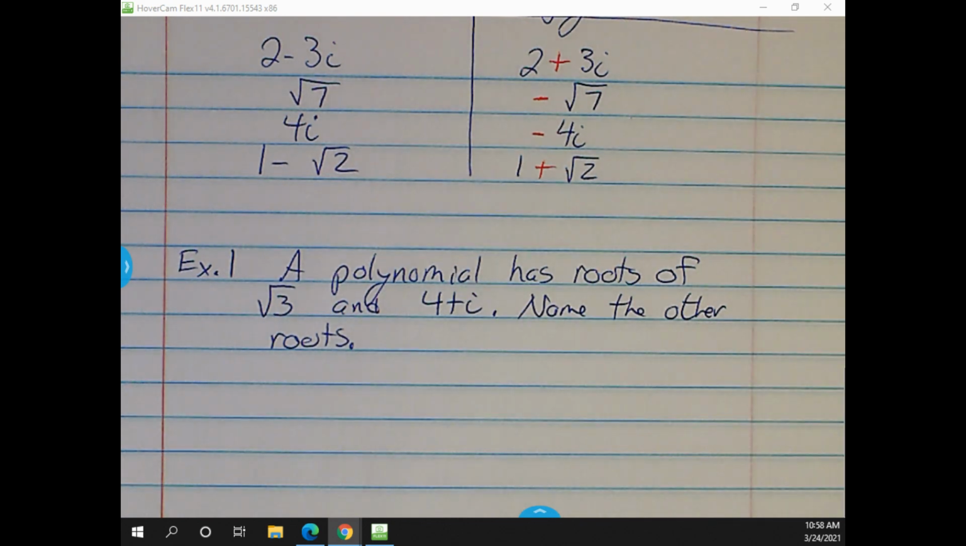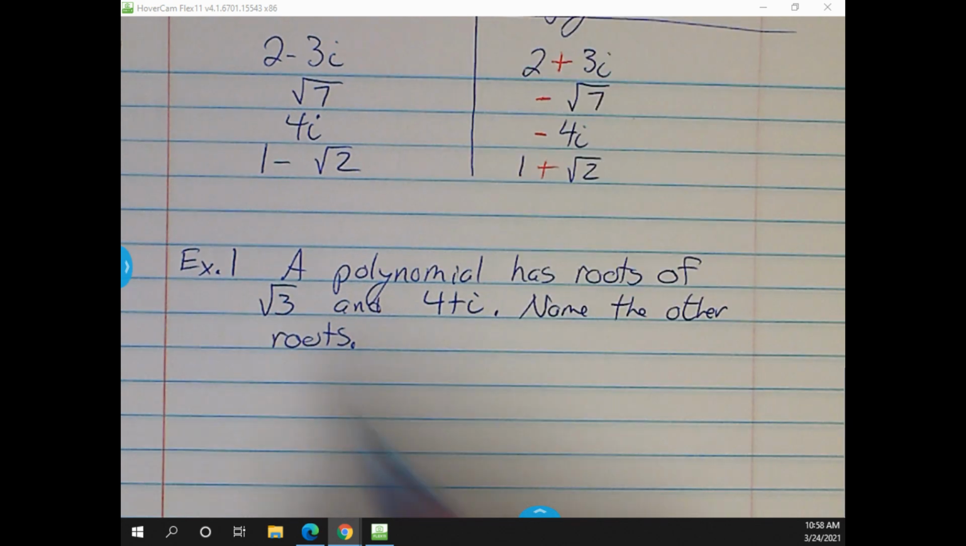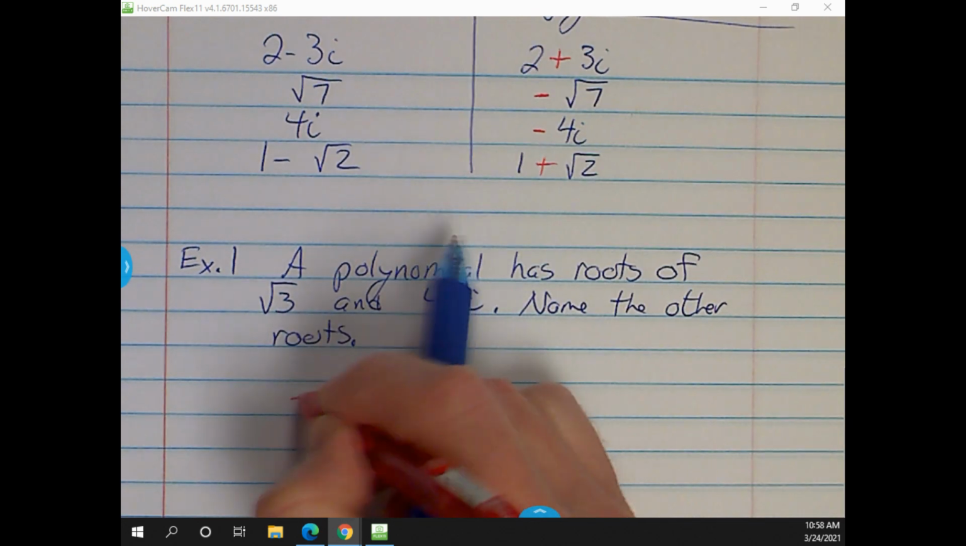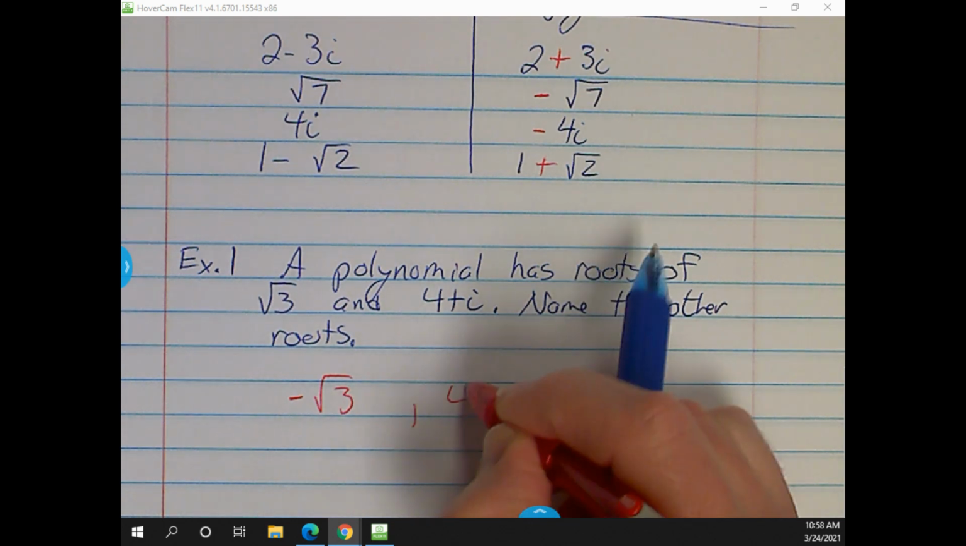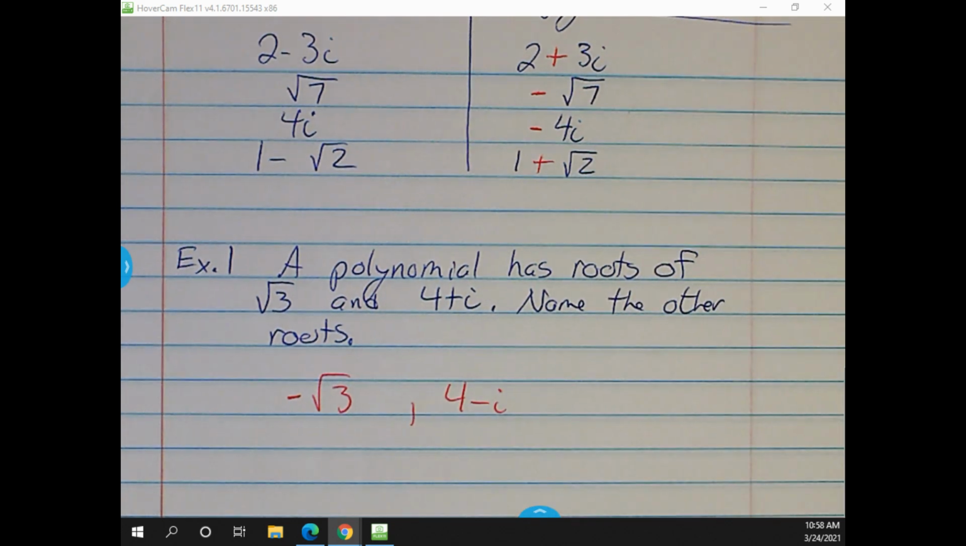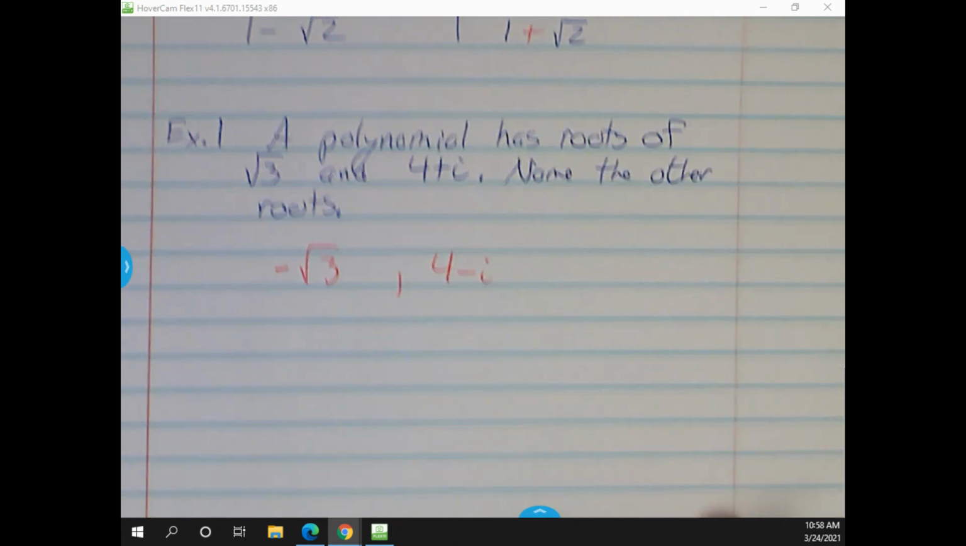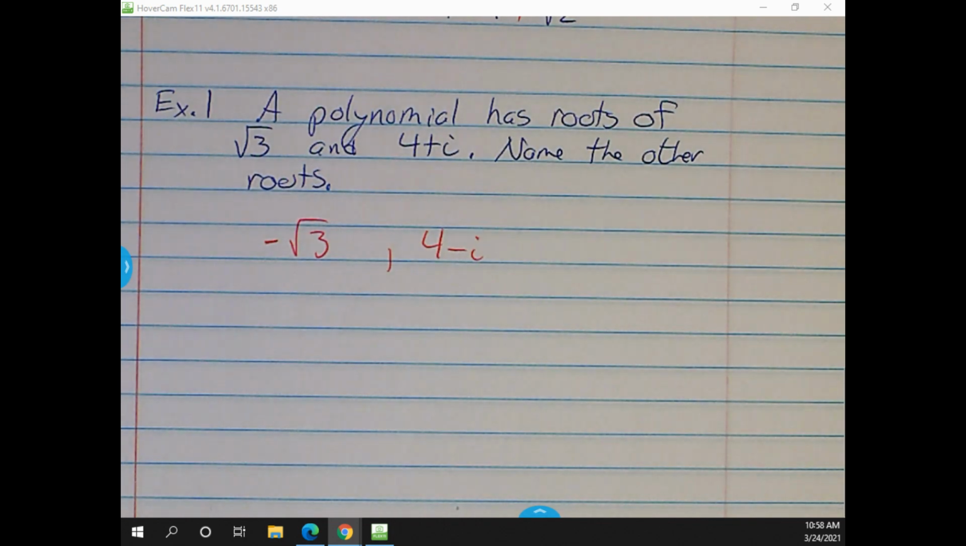Okay, so it says name the other roots. So you've got a positive square root of 3. Just change it to a negative square root of 3. It gives you 4 plus i. Just change it to 4 minus i. Okay, that's all you have to do. So if it just says name it, that's all you have to do. You don't have to do anything else with it. Just tell me what it is, and then that's it.